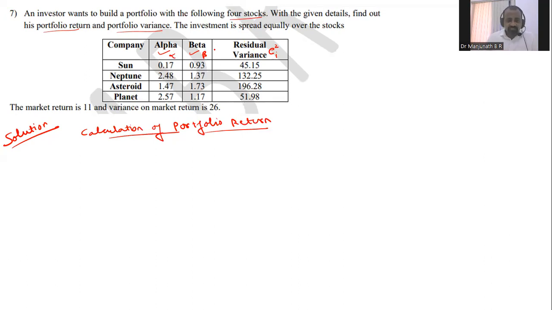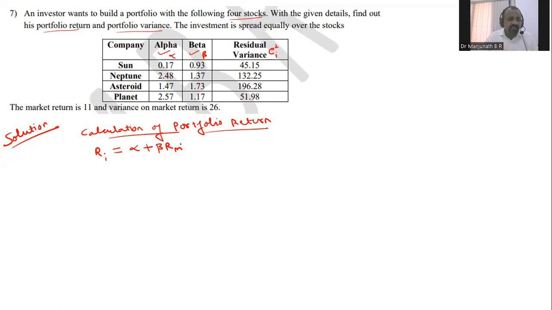When alpha, beta, and the residual variance are given, we need to be a bit careful. This is more application oriented. Using the formula to calculate the security return, first of all, we have data like alpha, beta, and the residual variance, but we don't have the security return for these companies. So we have to get a security return. Security return, that is RI, can be obtained with alpha plus beta into RM.